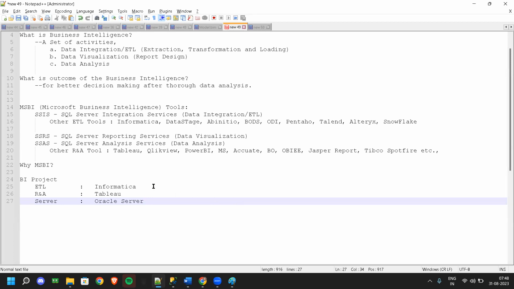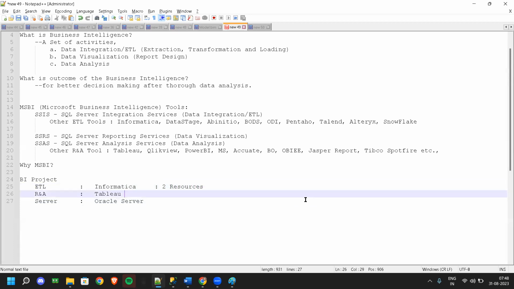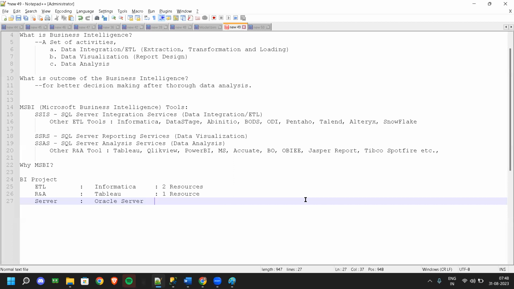Now, who will operate them? You need to recruit associates as well. Two resources, employees. This is for one resource, and one Oracle DBA.